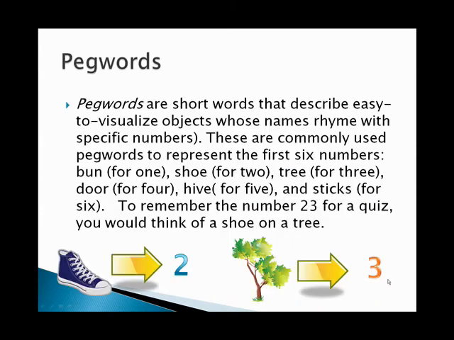Peg words. Peg words are short words that describe easy-to-visualize objects whose names rhyme with specific numbers. These are commonly used peg words to represent the first 6 numbers: bun for 1, shoe for 2, tree for 3, door for 4, hive for 5, and sticks for 6. To remember the number 23 for a quiz, you would think of a shoe on a tree.